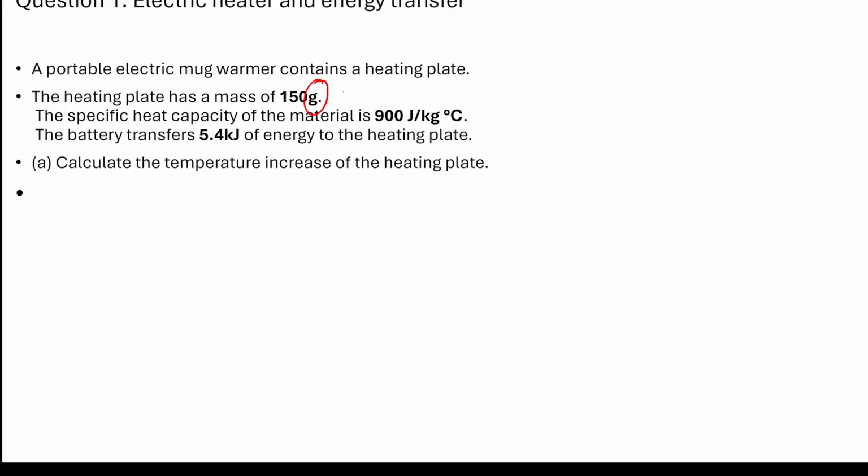So whenever you see grams, you need to convert it, dividing by 1000. Okay, so this is 0.15 kg. Now this is in standard units. Now this is again not a standard unit because kilojoules is not a standard unit. You need to times it by 1000 to get the required energy unit, that is joules.